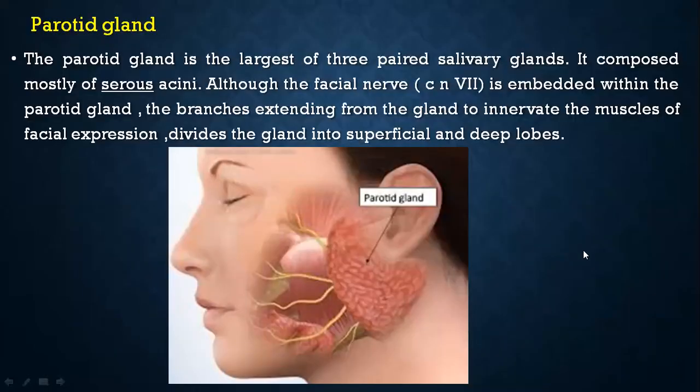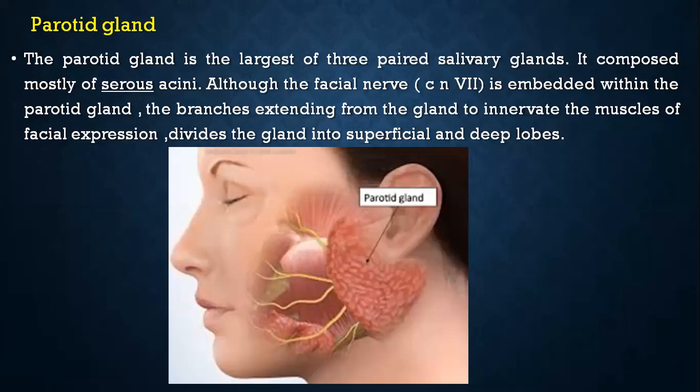Now, what is the parotid gland? The parotid gland is the largest of the three paired salivary glands. So there are three major salivary gland pairs. Out of these three, the largest is the parotid. It is composed mostly of serous acini. So it is also called a serous gland, because the other one, the sublingual, is a mucous gland, whereas the submandibular is a mixed type of gland.